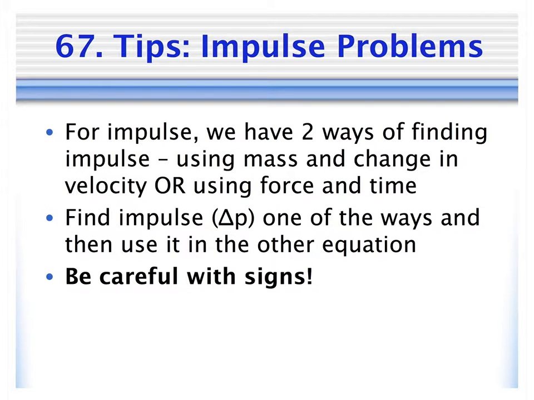Let's think about a few tips here for solving these problems. This is what I always think about. We always have two ways of finding the change in momentum or the impulse. We have the m delta v, and we have the average force times our change in time. So we want to find our change in momentum one of those ways, depending on what we're given. Do we have a mass and a change in velocity, or do we have a force and a change in time? Pick which one we have and find our change in momentum that way, and then use it in the other equation. As always, we want to be careful with signs, okay? I say that all the time, but it's important all the time, so that's why I keep saying it.